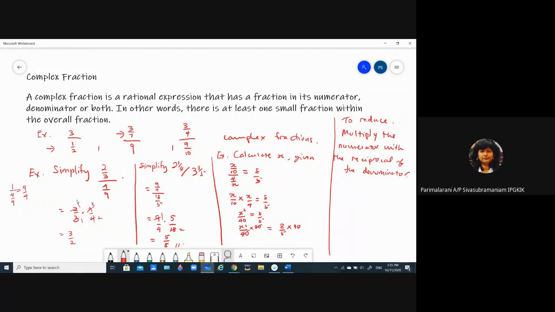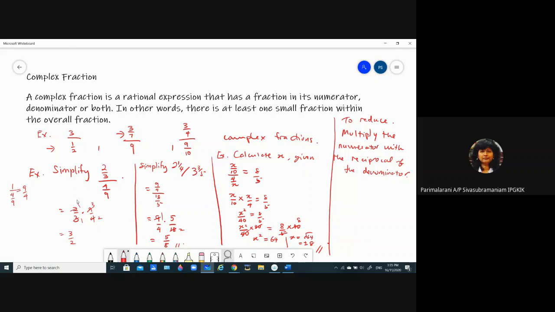So we eliminate the 40 here. Here 40 divided by 5 is 8. So we have x squared is equals to 64. x is equals to square root of 64, which is plus minus 8. Okay. I'm sure you already know how to do all these things. This is just refreshing only. Just letting you know what is complex fraction.